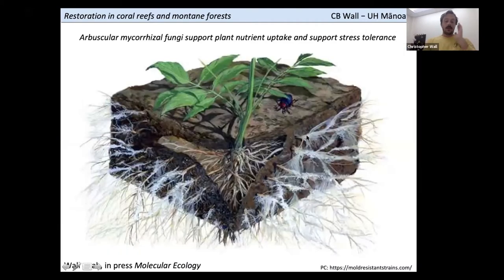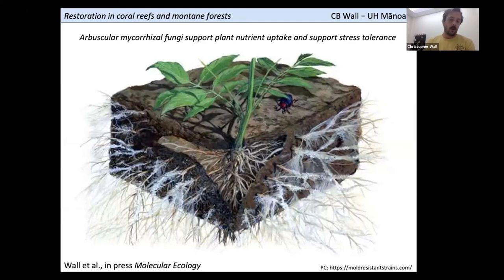And so one important thing to think about here is that forests are not just the trees above ground, but they're also the roots below ground, the chemistry of the soil, the symbiotic interactions that trees and grasses have with bacteria and fungi that are found in the soil.